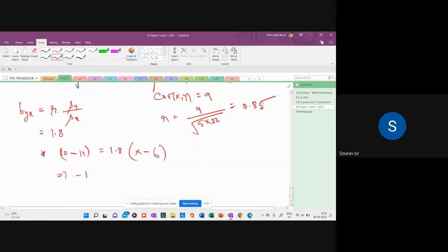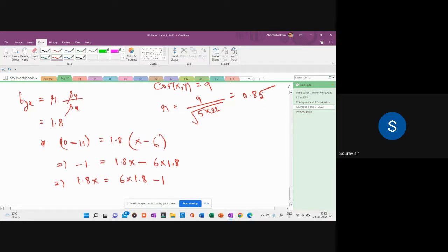So minus 1 is equals to 1.8x minus 6 into 1.8. So 1.8x is equals to 6 into 1.8 minus 1. So that implies x equals to 6 into 1.8 minus 1 divided by 1.8. So that gives me approx 5 point something.